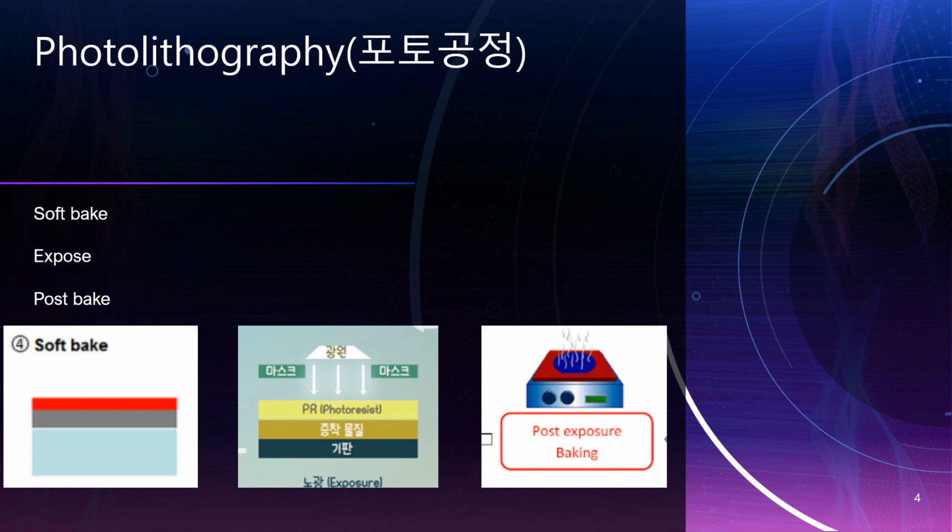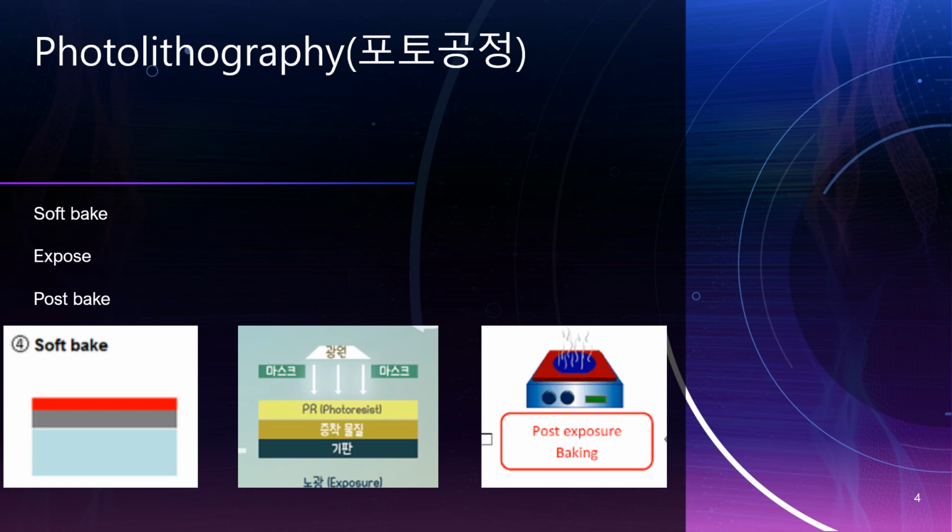And expose. Use a mask or masking to define the desired pattern and then expose the resist using UV exposure equipment or laser. Exposure serves to activate the sensitive area of the resist. The exposed area changes the chemical or physical properties of the resist.